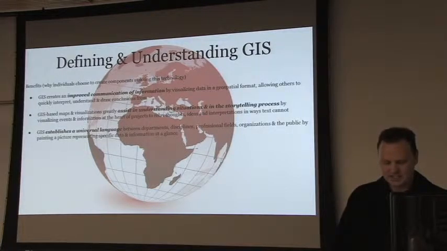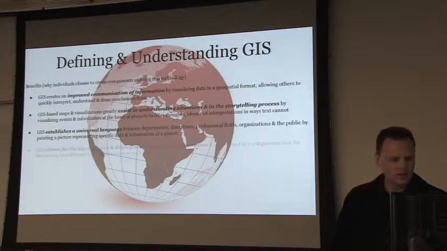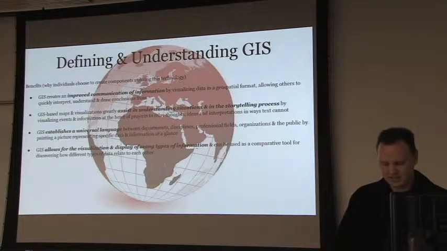Third, GIS establishes a universal language which is utilizable between different departments, disciplines, professional fields, organizations, and the public. It's been said that a picture can paint 1,000 words. So in the case of GIS, a picture is painted which geospatially represents discipline-specific information and data on demand that others can quickly access, understand, and interpret. Finally, GIS allows for the visualization of many different types of data and can be used as a comparative tool for discovering how different types of information relate.